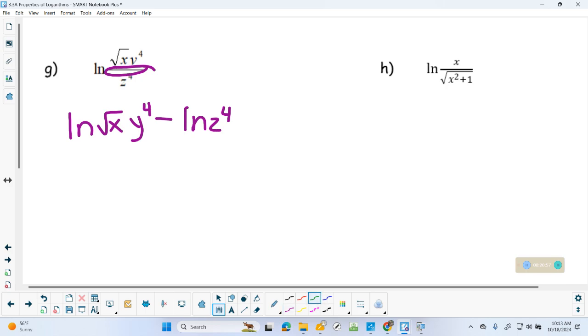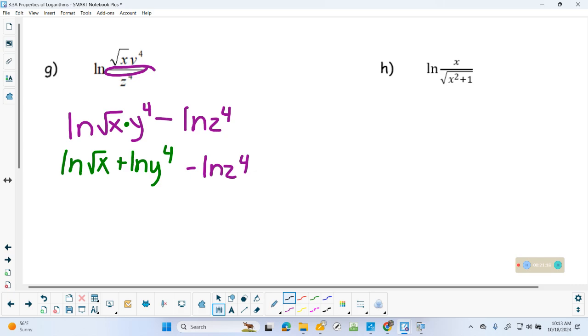Now, again, only 2 ln's, we need 3. So I recognize we have a product. So now I'm going to expand the product out to addition. So plus the ln y to the 4th. And I'm just going to leave my minus ln of z to the 4th. So I have my 3 ln's, so that's a win.